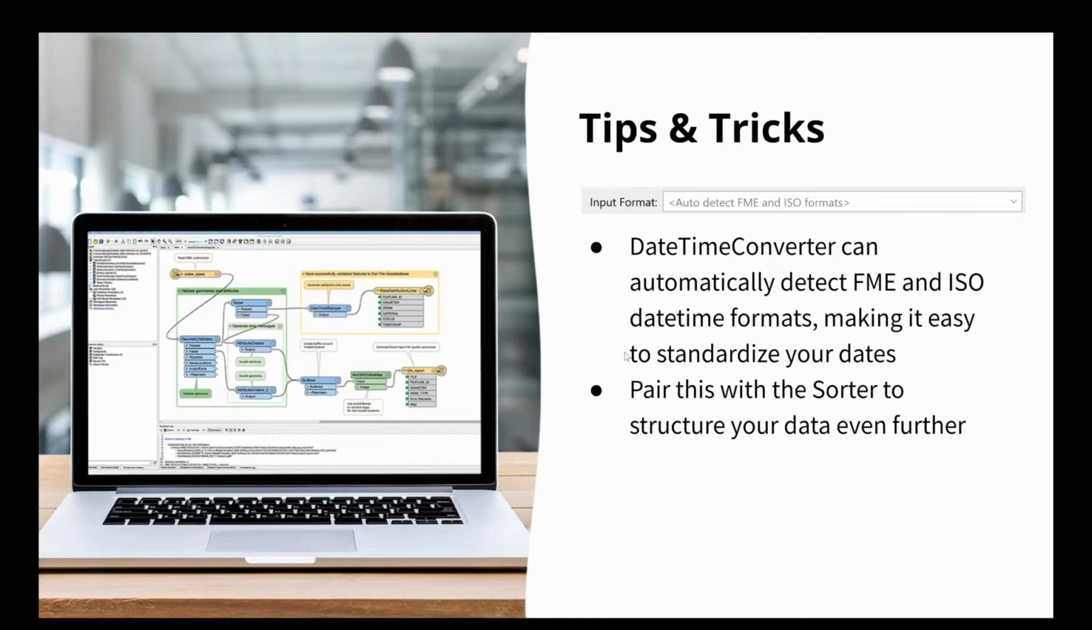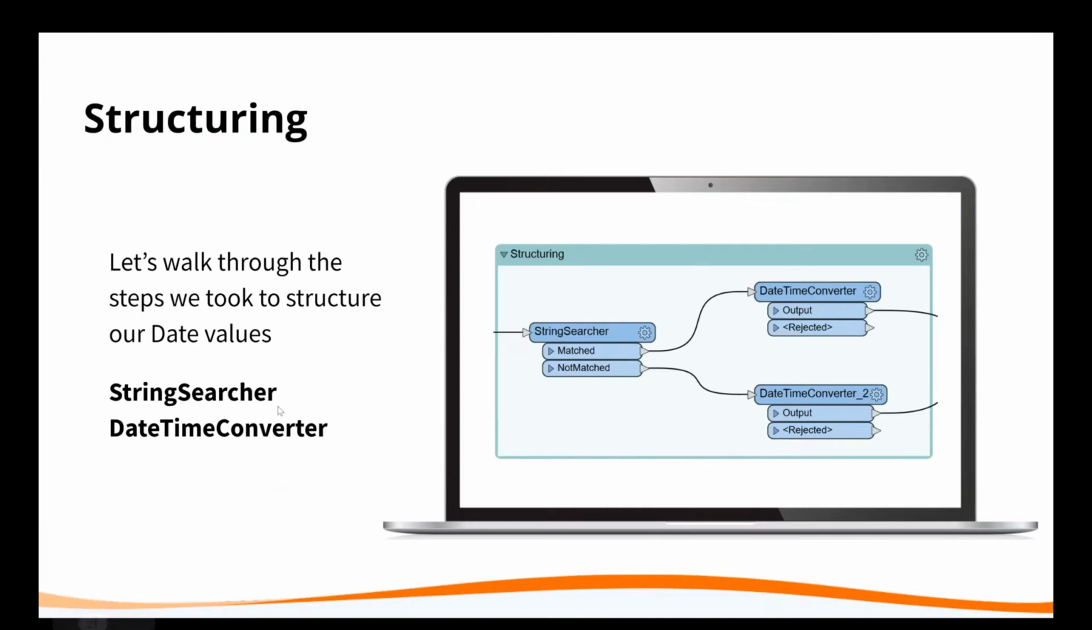So the tip and trick here is the datetime converter. It's good to note that it can automatically detect any of the FME or ISO specific datetime formats. But for any other format, like the one where we had the months spelled out, we can easily change them out using a string detector or any other, depending on what the format is, and re-put them into the data flow. That's the advantage of FME here, because you can visually see where these rejected or outlying data sets go. So just to recap, we've used the string searcher and datetime converter to structure these datetime values.